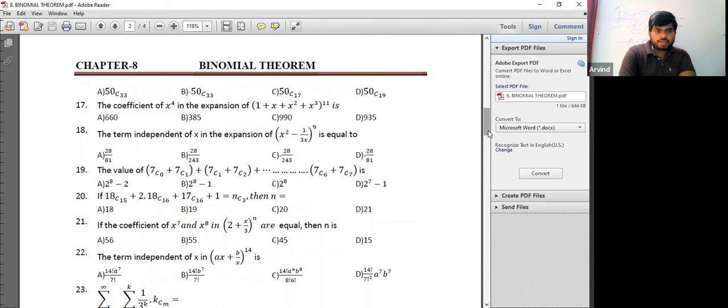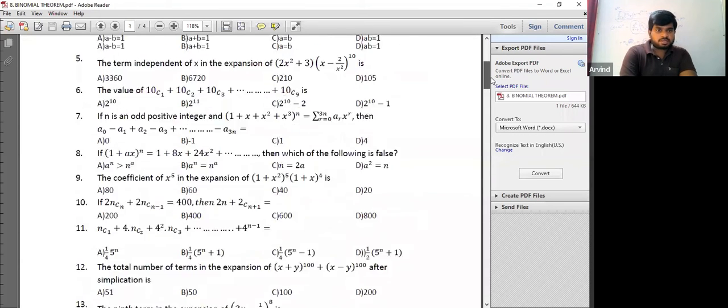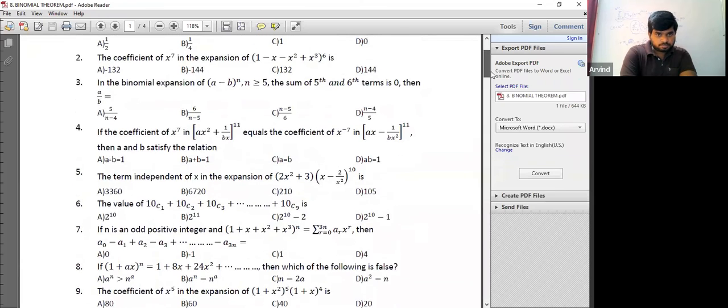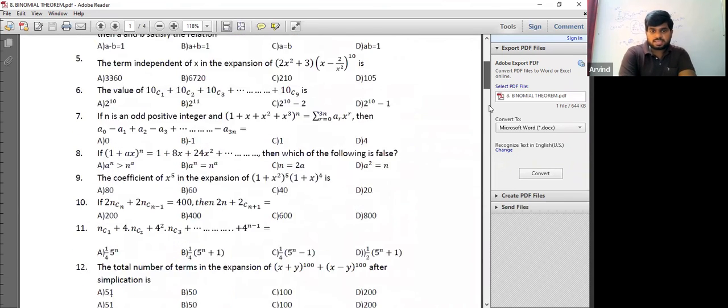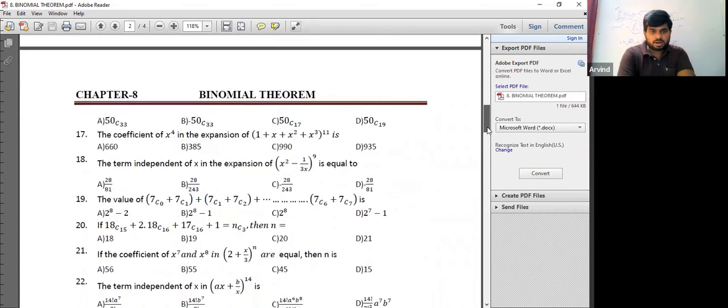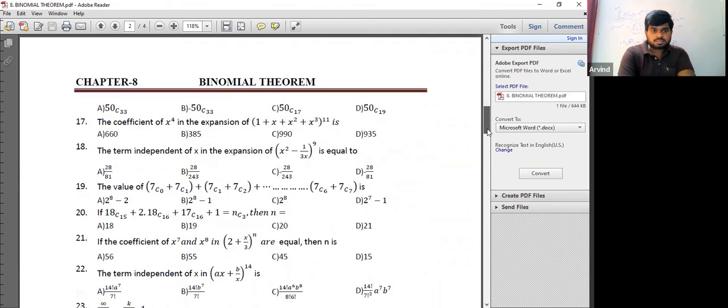The coefficient of x power 4 in the expansion. Okay. This again, same formula, like for example we have done this question: the coefficient of x power 7 in the expansion of 1 minus x square plus x3 whole to the power 6. Question number 2. Exact way you have to do it. Again, that also I'll give it as a task.